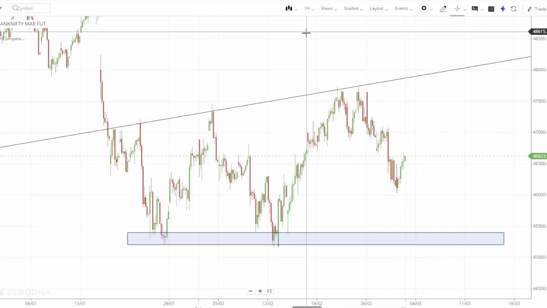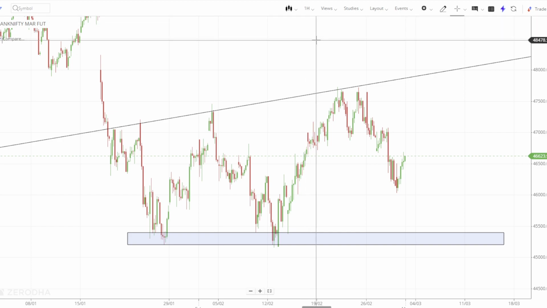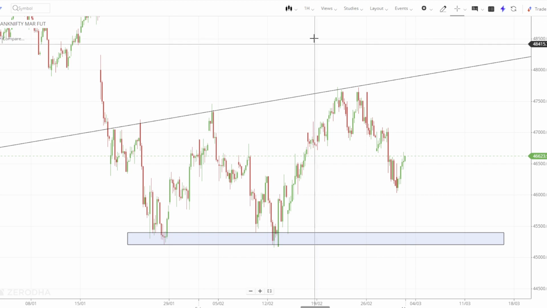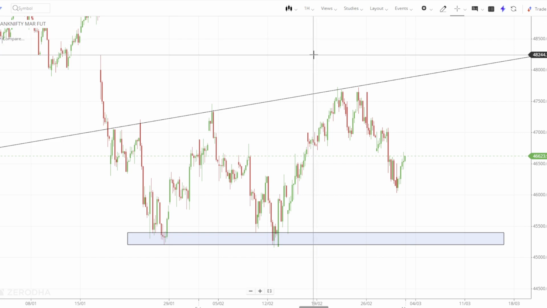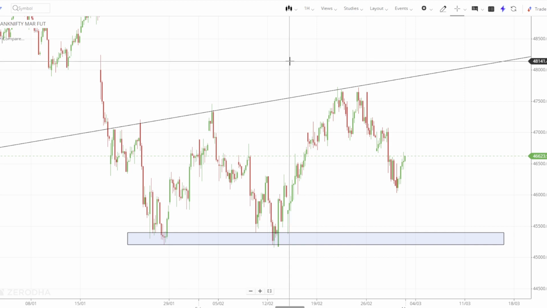So always start with the day time frame. Many will say start with the weekly, then come to daily, then to 1 hour, like that. But for intraday, 1 hour is more than enough. Consider 1 hour as your day chart, and go to 5 minutes for taking trade entries.